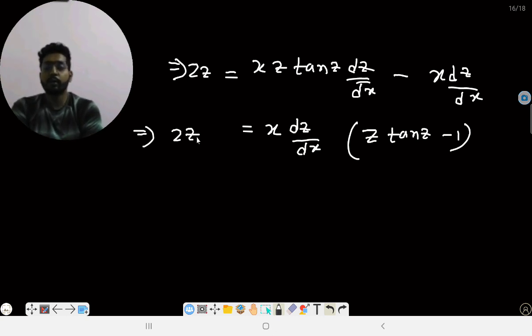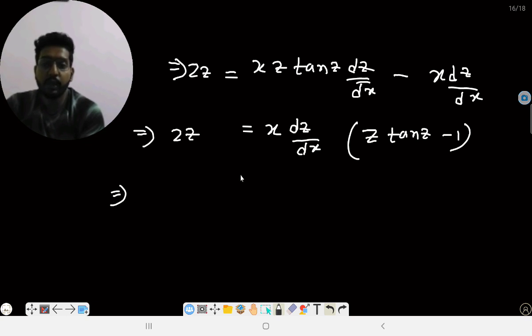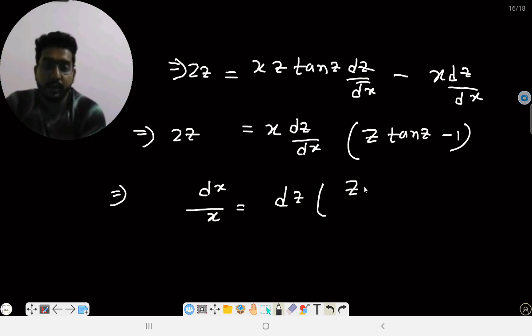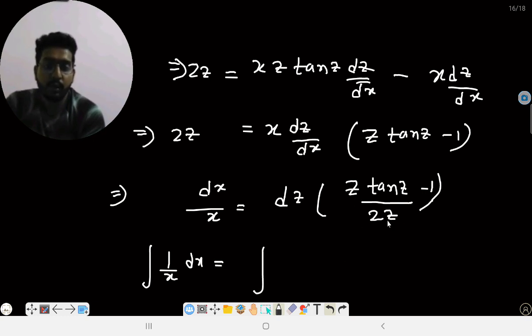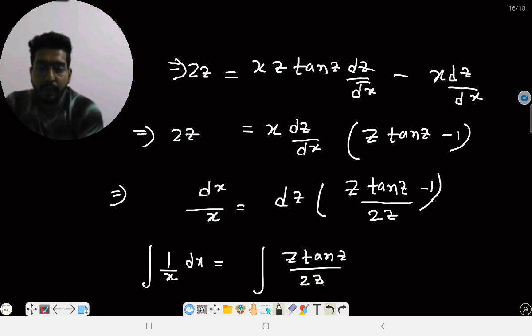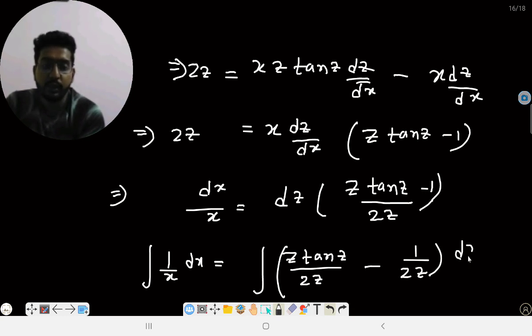Now it is easy. That means you have to use separation here. So x will go there, that will become dx by x, and here it will be dz times (z tan z minus 1) by 2z. Now integrating both sides, that is 1 by x dx. Now here if I separate this one, z tan z by 2z, and here it will be 1 by 2z dz, like this.